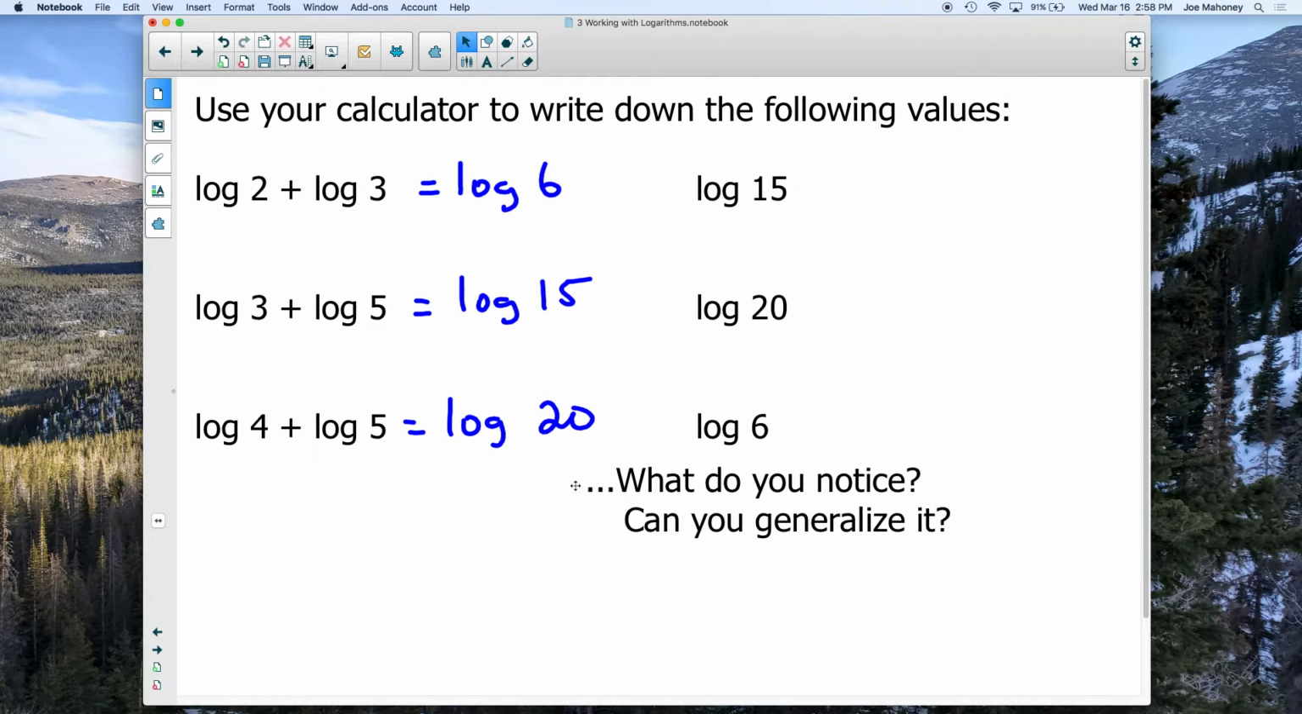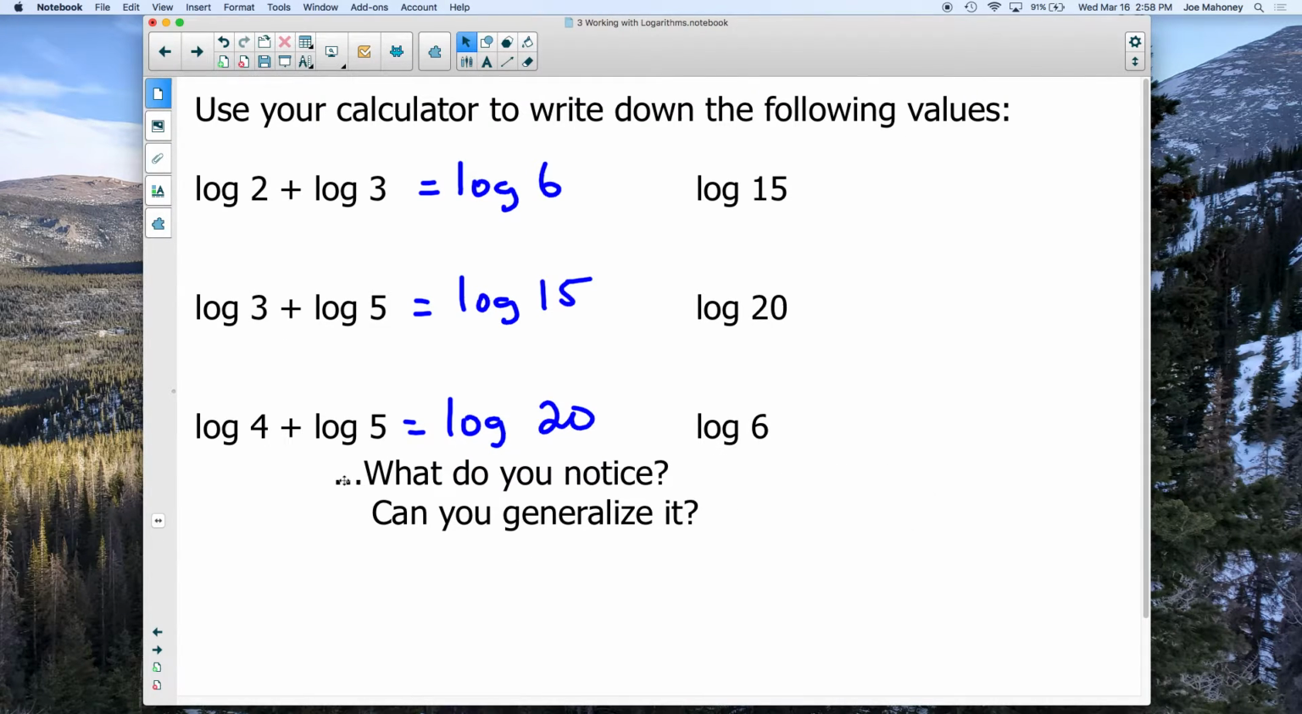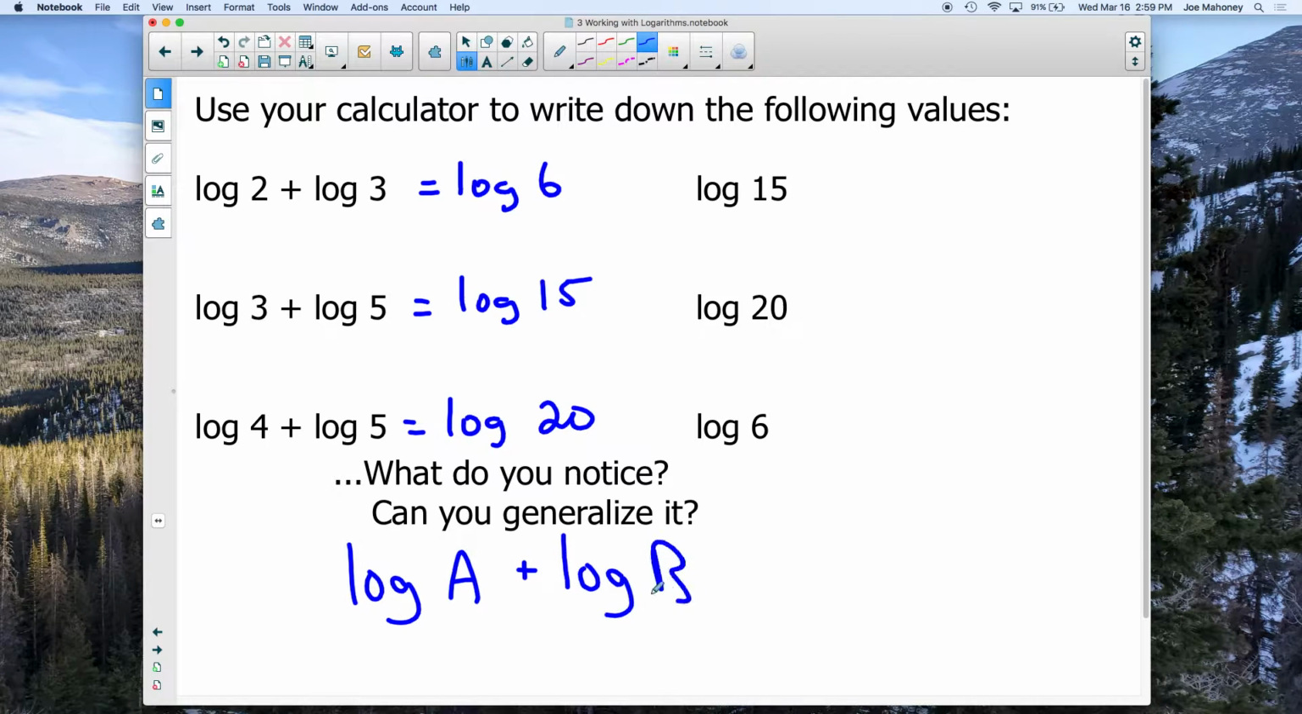What do you notice? And can you generalize it? I'm looking for something like, what happens when you take the log of, say, some value a, and you add it to the log of some value b? Can you express it in terms of a and b? Oh, sure. How about the log of ab? And hopefully that makes sense to you.